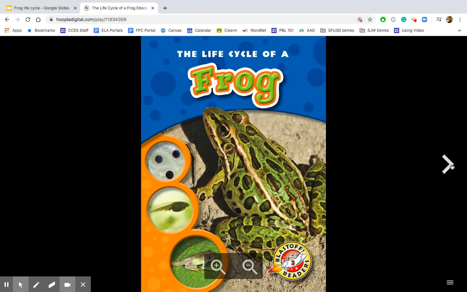So as we're reading this book, I want you to pay attention to the steps or the stages in the cycle, because in the next lesson, you're going to use sequence words in English to help you describe the life cycle of a frog in sentences.